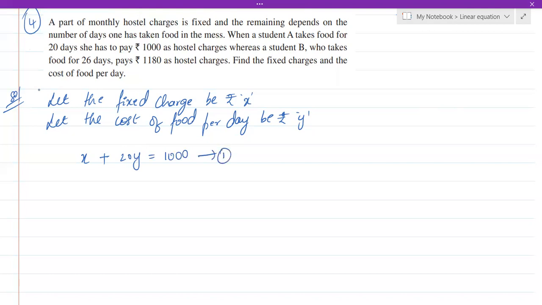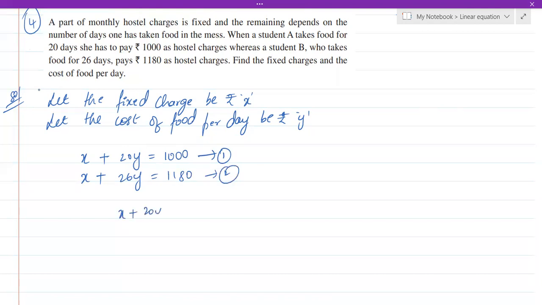Again, another student has to pay the fixed charge. Plus, how many days is he staying? 26 days. For 1 day, it is Y rupees. So for 26 days, it will become 26Y. That will be equal to 1180. This is our equation 2. So we have got our 2 equations. Let's solve by elimination method.